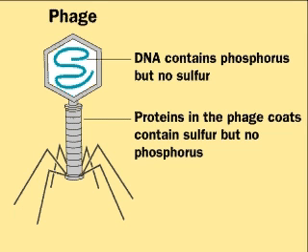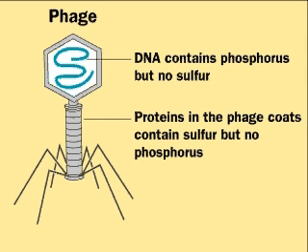Alfred Hershey and Martha Chase wanted to identify the hereditary material of bacteriophages. They knew that bacteriophage T2 has two components, protein and DNA. How could they trace these molecules?